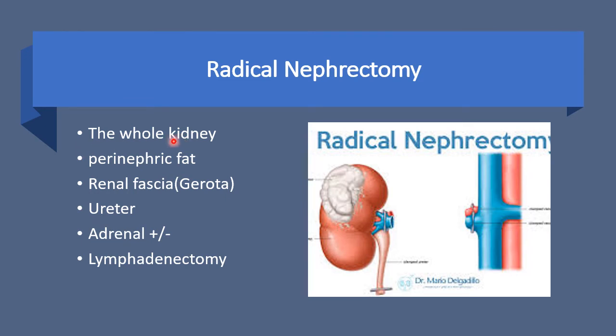Okay, whole kidney with the perinephric fat is removed. Renal fascia also removed. Ureter is removed. Adrenal gland, depending on the location of the tumor. If it is in the upper pole, adrenal gland is also removed. And of course, if there is lymphadenopathy or lymph nodes are involved at the hilar region, the lymph nodes are also removed. This is radical nephrectomy.